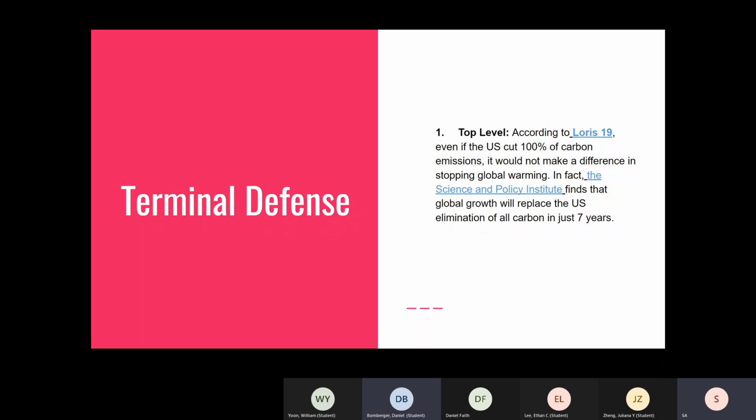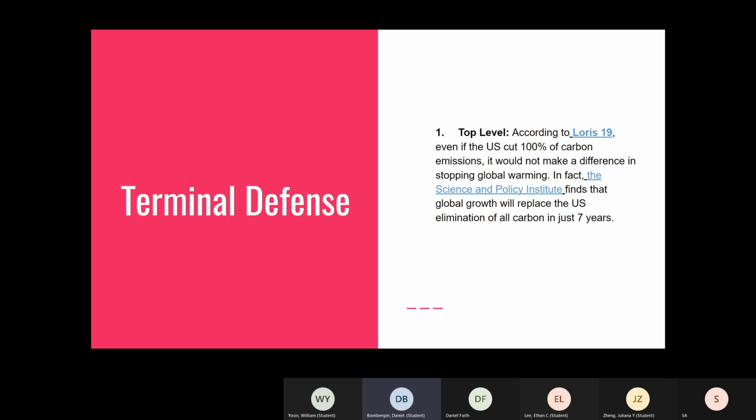I think, wait, Nicole, I think that's more of a non-unique, isn't it? It just says global warming is going to happen anyway. Yeah, basically. I feel like terminal defense is just anything that can take out their case. Well, I think terminal defense is more than a non-unique. It says that the impact can't happen rather than it happens anyway.